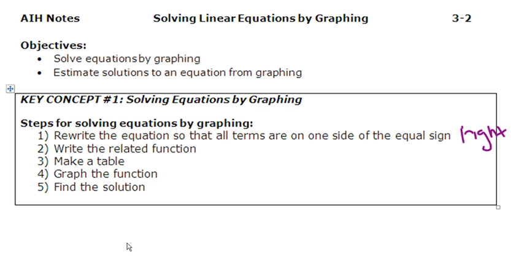We write the related function, and what that means is basically that we're going to write it as y equals. We're going to make a table just like we did yesterday. We're going to graph the function and find the solution. The solution is where the graph, or the line, crosses the x-axis. So let's just look at some examples.